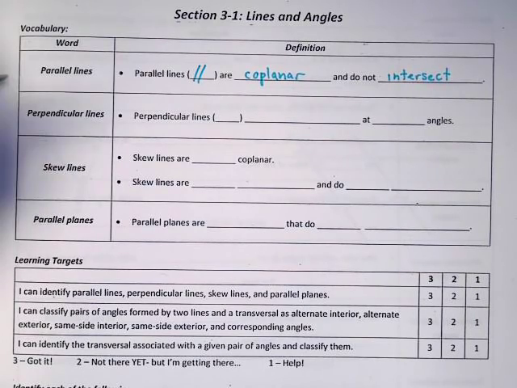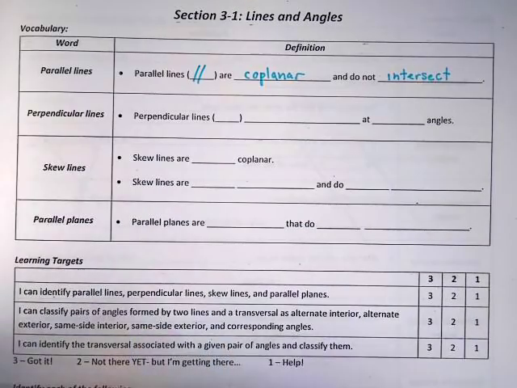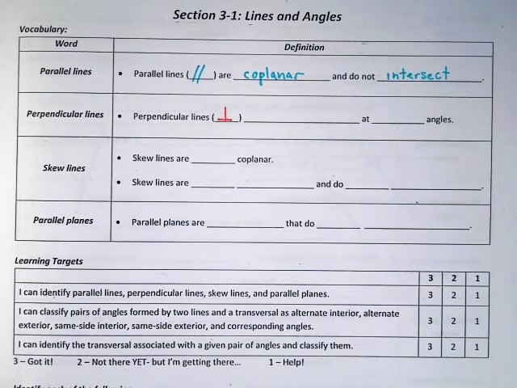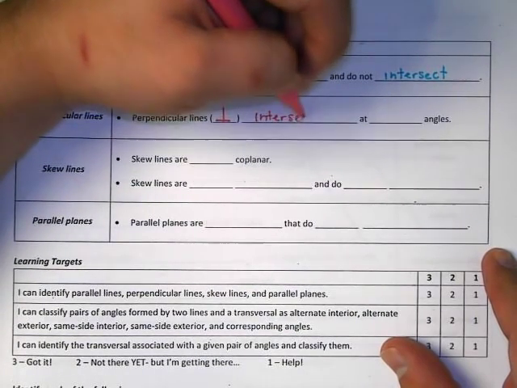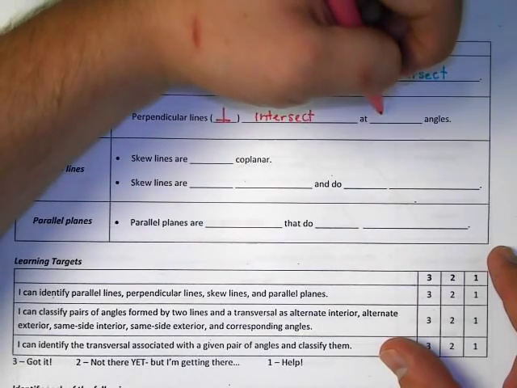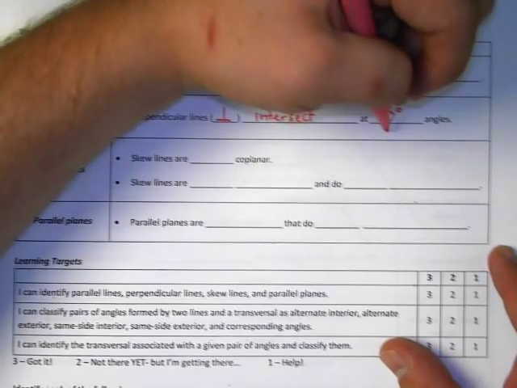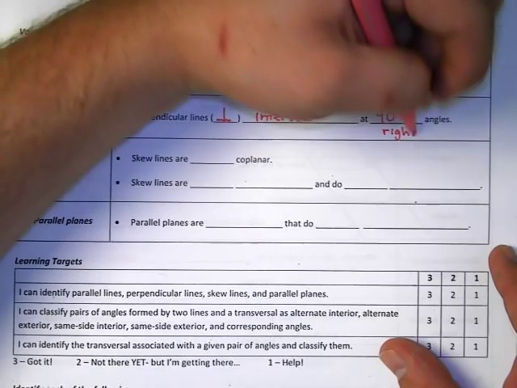So, the difference now, perpendicular lines. Actually, I'll switch colors here. For perpendicular, we use that symbol, kind of like an upside down T. And we need to know that they do intersect. And very importantly, they intersect at 90-degree angles. You can also just remember that those are right angles.